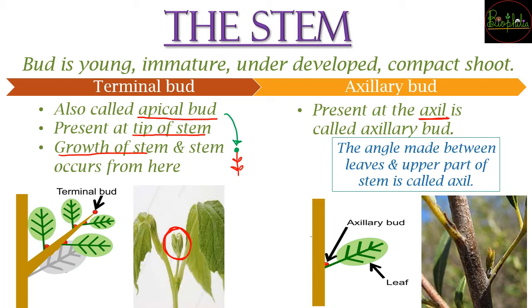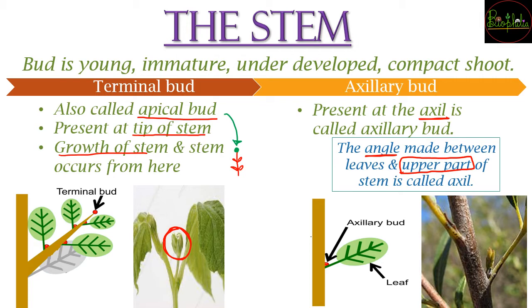But axile क्या होता है? Axile is going to be the angle between the leaves and the upper part of the stem. So very important, it is going to be the upper part and not the lower. So upper part और जो leaf है उसके बीच का जो angle होगा, that is going to give you the axile.